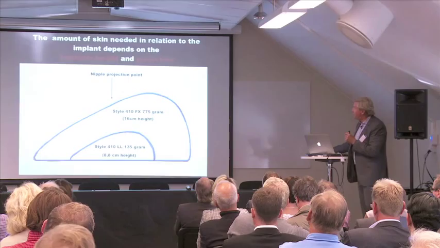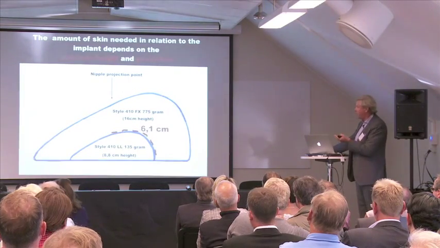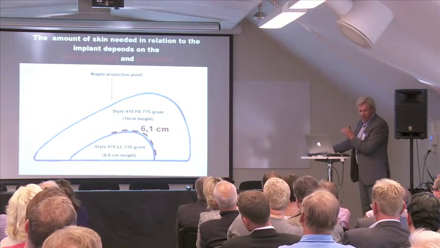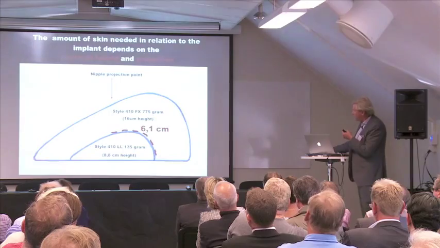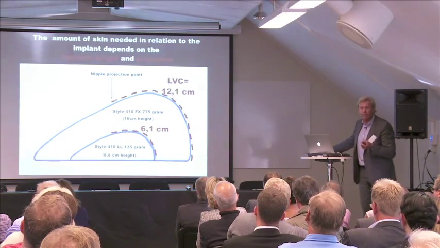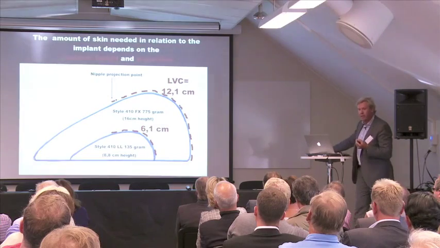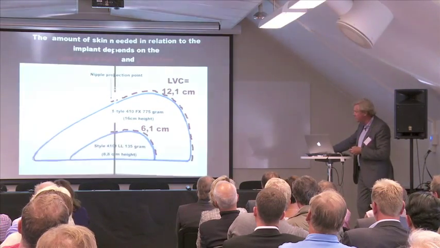So the amount of skin needed in relation to the implant depends on the implant base plate and the projection. So this small implant, 135 grams, just has a lower ventral curvature of 6 centimeter. This big implant needs double the distance, 12 centimeter. And we have to think about it. And it's interesting that plastic surgery has been doing this procedure for 50 years without really considering it so much.